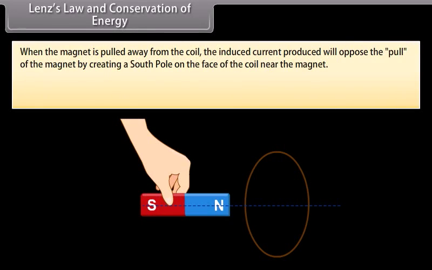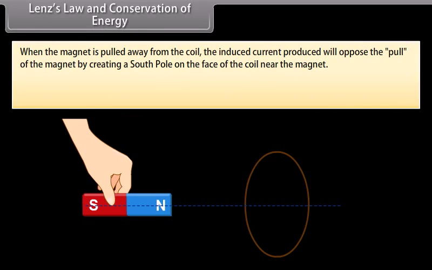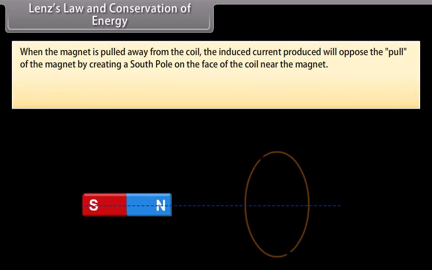When the magnet is pulled away from the coil, the induced current produced will oppose the pull of the magnet by creating a south pole on the face of the coil near the magnet.